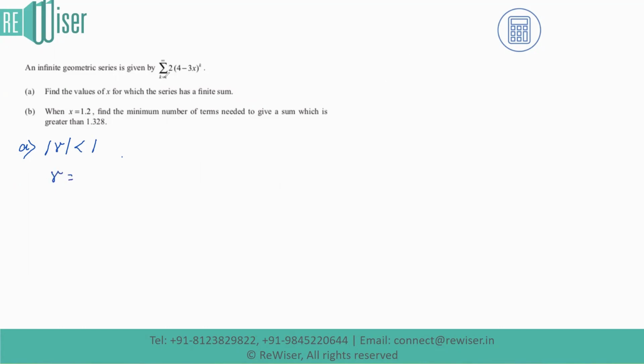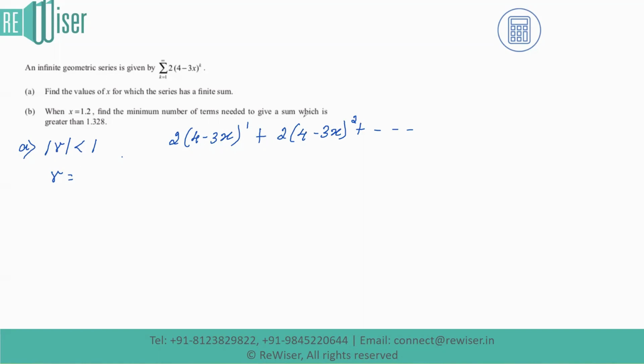So here, how do I find the first term? In order to find the first term, we can put the value of k to be 1. When we put k as 1, we get 2 times (4 minus 3x) to the power of 1. This will be my first term, and the second term is going to be 2 times, so we have to put the k value to be 2, (4 minus 3x) to the power of 2, and it goes on. So this is how the series would look.